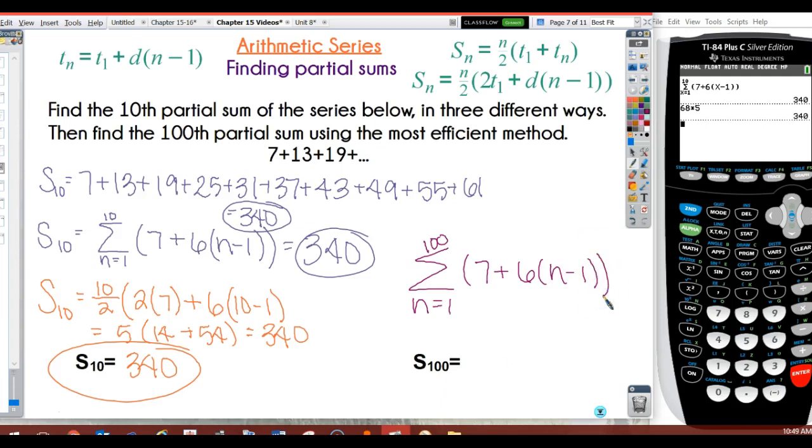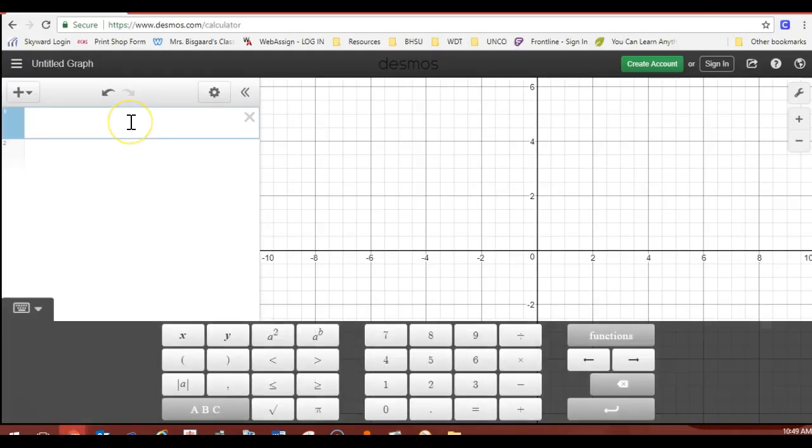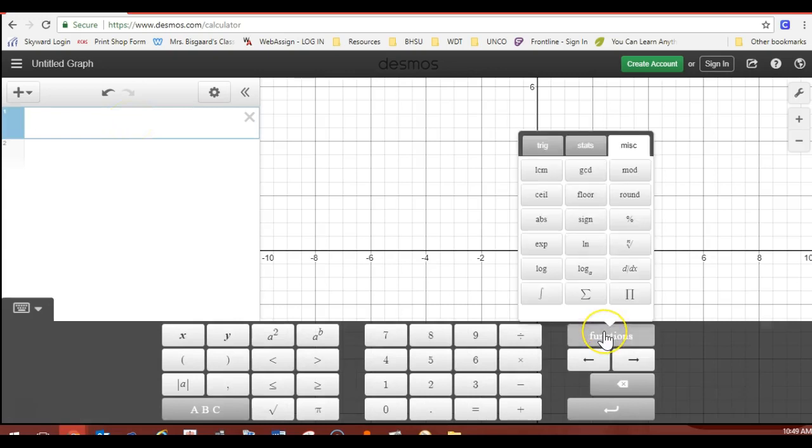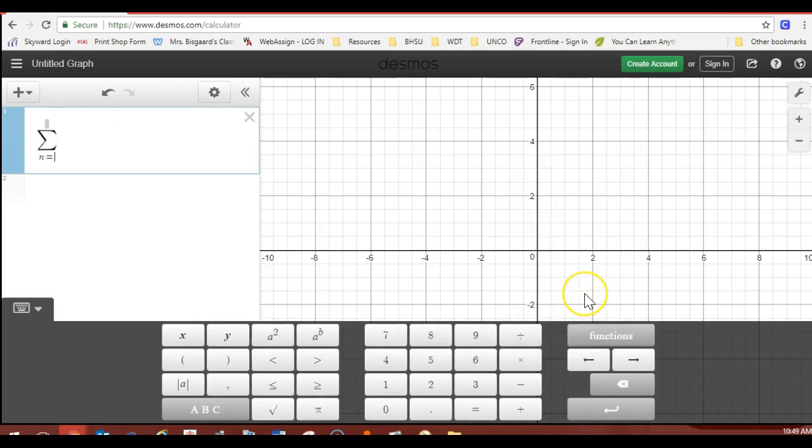Okay, so this time I'm going to go ahead and use Desmos. So in Desmos, when you go to type this in, you'll go to Functions, Miscellaneous, and then there's that Greek letter sigma. We're telling it to start at the first one, count through the first 100. And now when you go to type in your function, it's not going to give you an answer unless you put your function in parentheses. So you'll want to make sure that you do that.